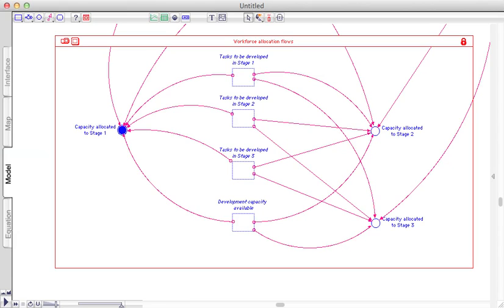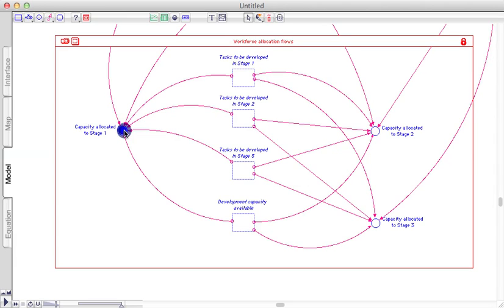Well, basically what we do is we calculate the amount of work that has to be done and then allocate capacity proportionally. This is also called the squeaky wheel gets the oil algorithm of capacity allocation. So we've got 3 pieces of work, tasks to be developed in stage 1, 2 and 3. These are ghost copies of the main flows that we saw in clip 1. And all together, they are the total amounts of work to be done.